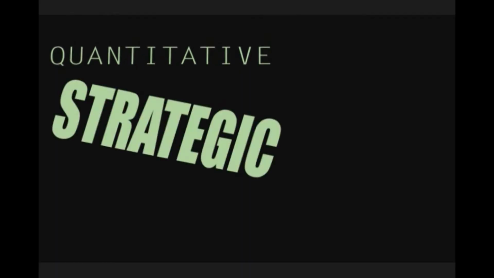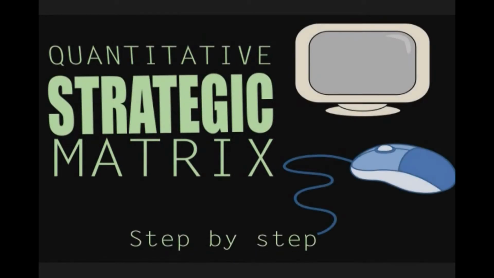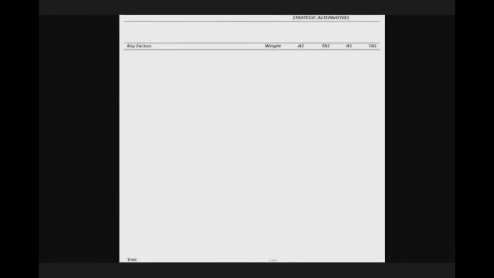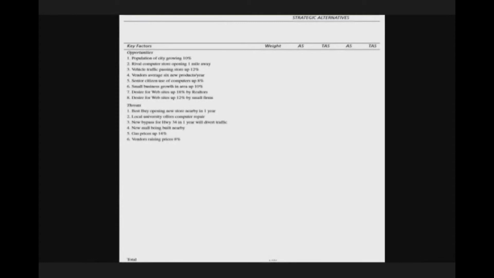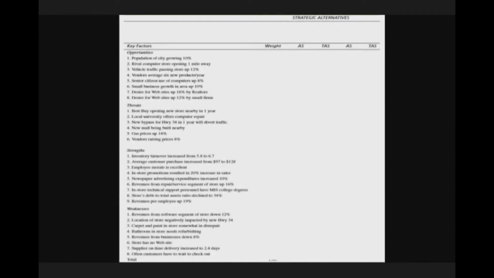For the QSPM, let us have the retail computer store as an example. Let us see the step-by-step procedure. First, make a list of the firm's key external opportunities and threats, and internal strengths and weaknesses, in the left column of the QSPM. Remember, this information should be taken from the EFE matrix and IFE matrix. Second, assign weights to each key external and internal factor. Again, these weights are identical to those in the EFE matrix and IFE matrix.